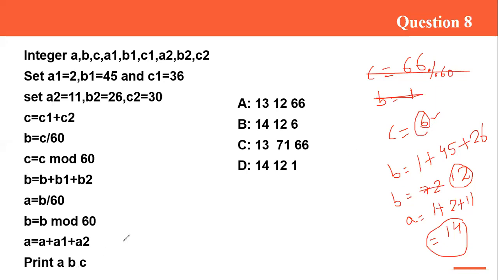So what is the value? A, B, C: 14, 12, 6. Am I right? Yeah. People who got B, absolutely correct. If you got any other answers or if you have any doubts, please ask me. I hope everyone understood that.